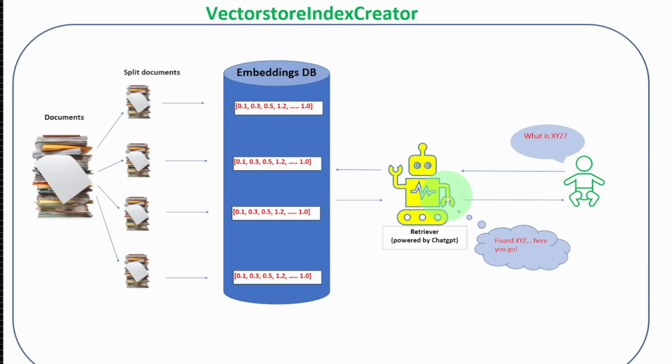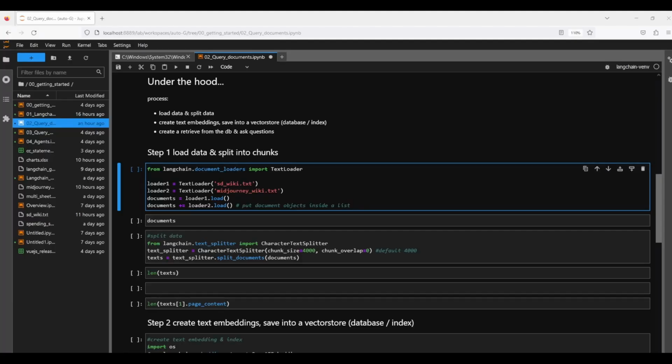Then we create this retriever, which is basically a language model chatbot, and we can use it as an interface to conduct semantic searches on the embedding database. So now the human can ask a question to the chatbot, and the chatbot will search the database. Once they find something, it will then respond to the human. Now let's take a look at how the code works.